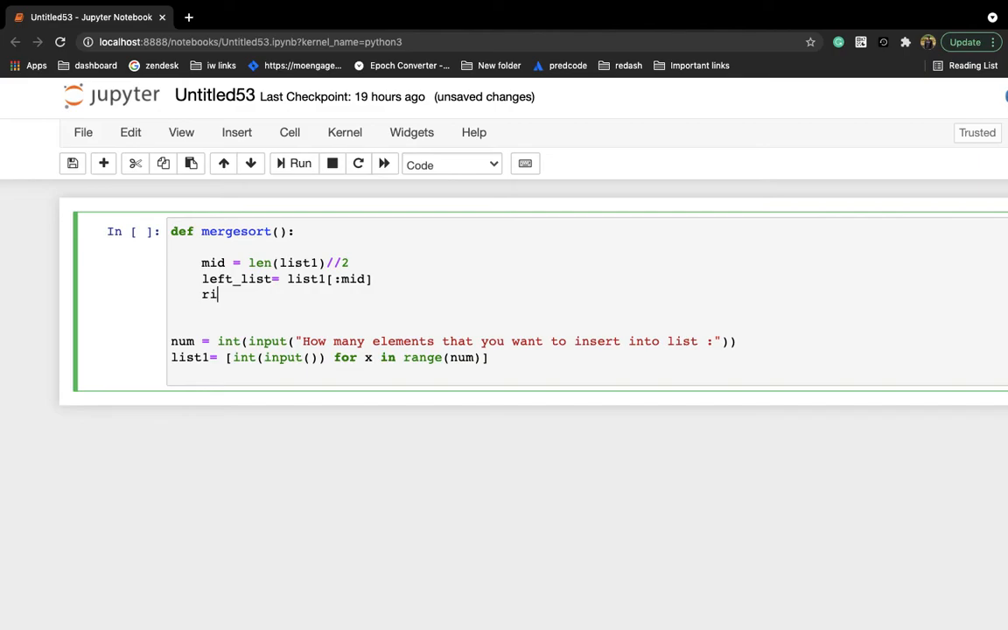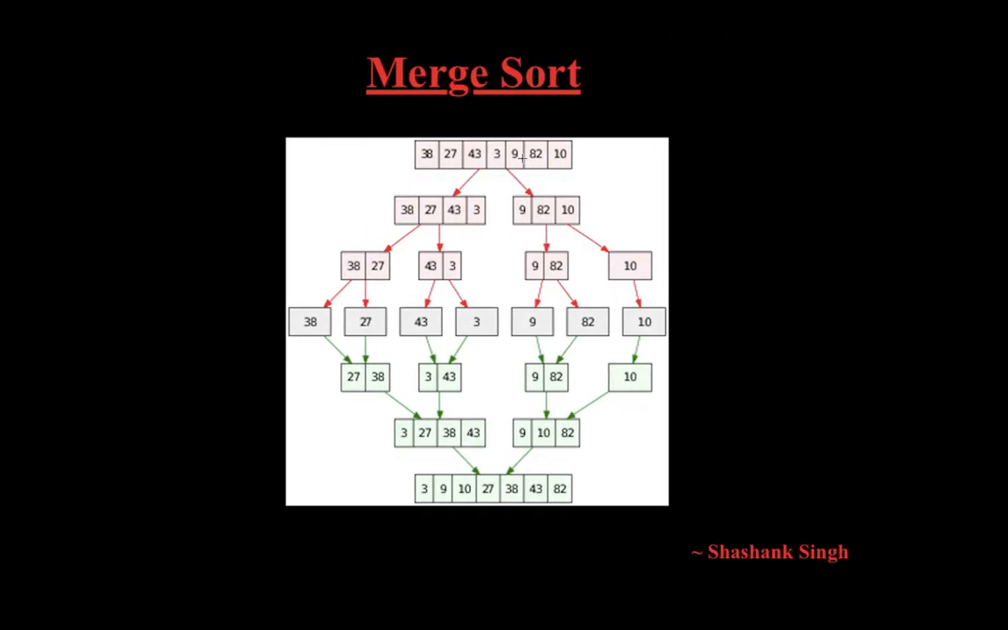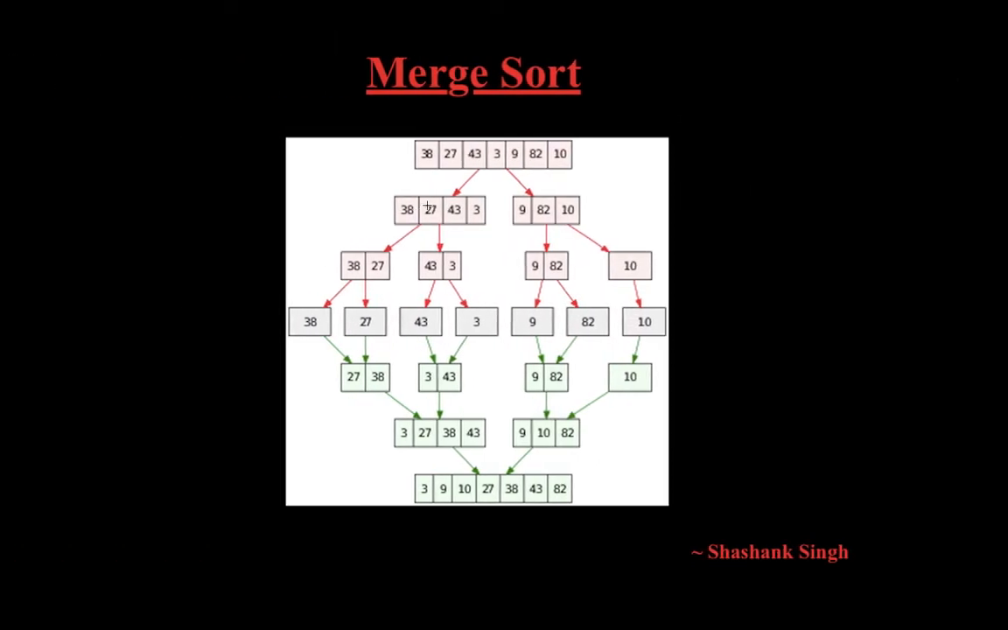And then in the right sublist, I'm writing right list is equal to list1 and then mid to whatever. Let's say 5 elements are there post mid, so it will include mid and then whatever elements will be there, it will put all in the right list. Okay, so I have divided, right?